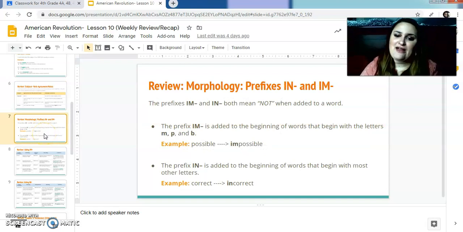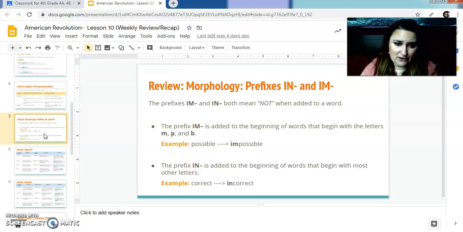Remember morphology. This week we did the prefixes in- and im-. Remember, they mean the exact same thing when they're added to a word. They both make the word mean not that thing. The only reason we use im- is if the root word, the original word, starts with an M, a P, or a B.